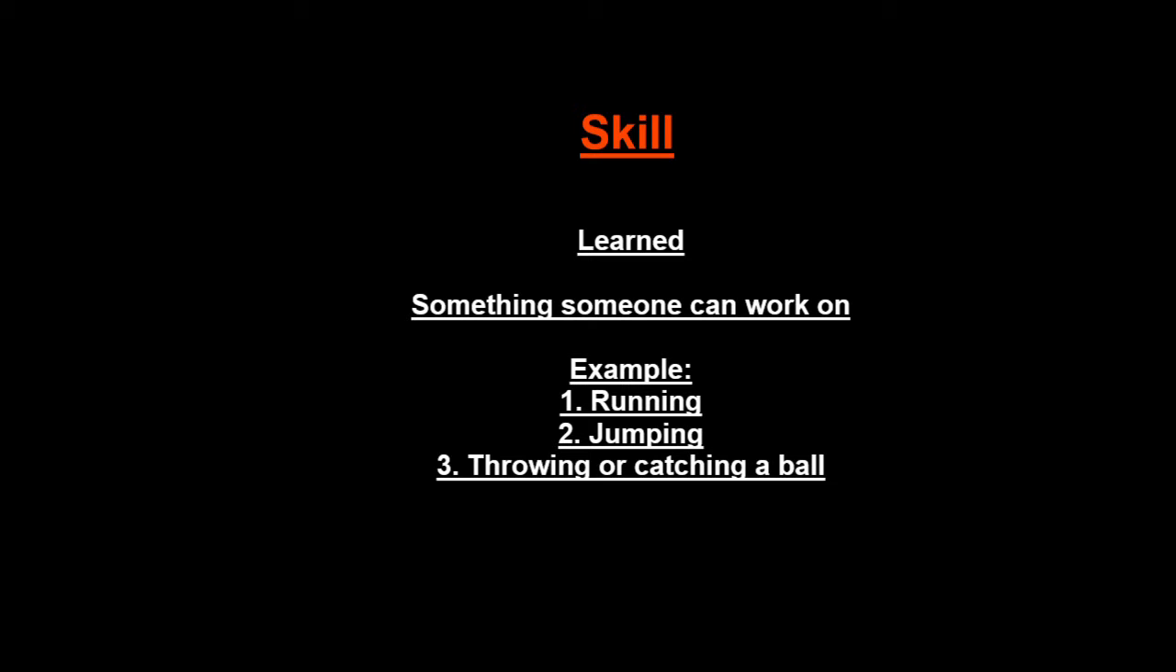A skill is a movement which can be learnt and can be practiced over and over again in order to achieve the perfect technical model. An example of a skill is running, jumping, and throwing or catching a ball. All of these skills, however, require a certain movement to be carried out in order to be performed in the best way possible.